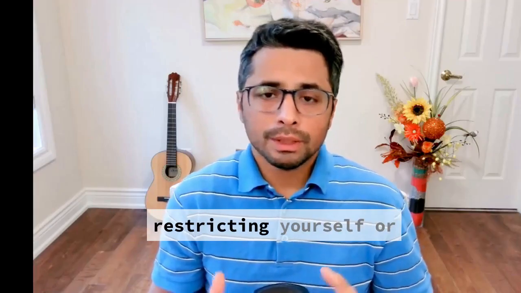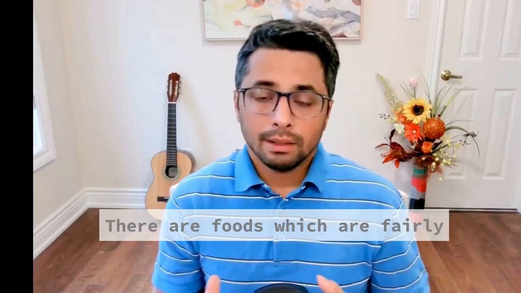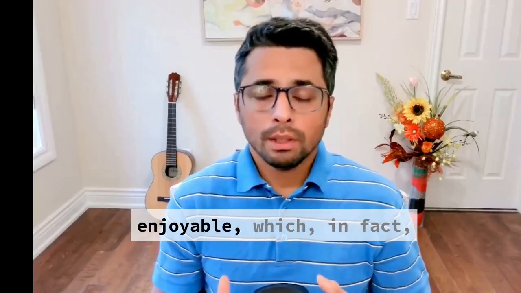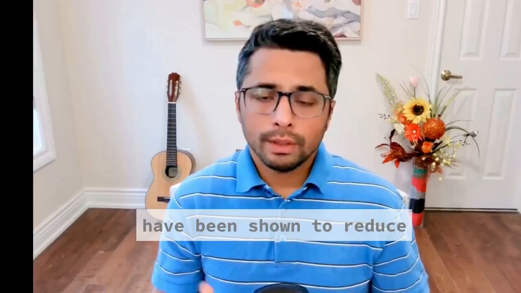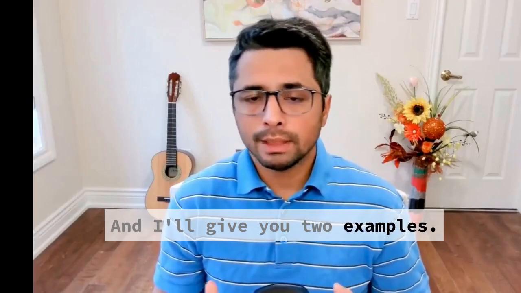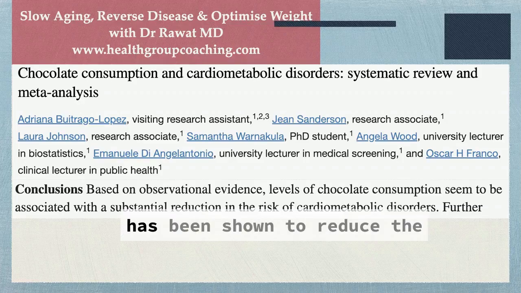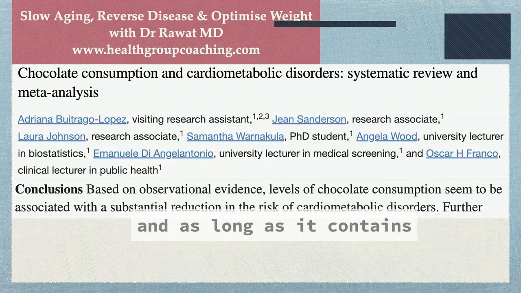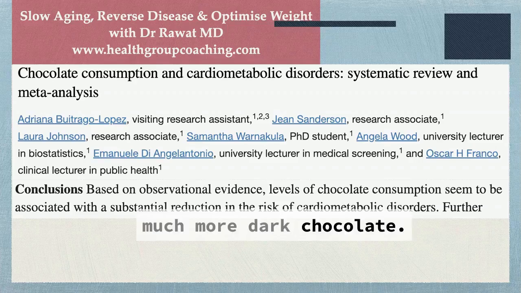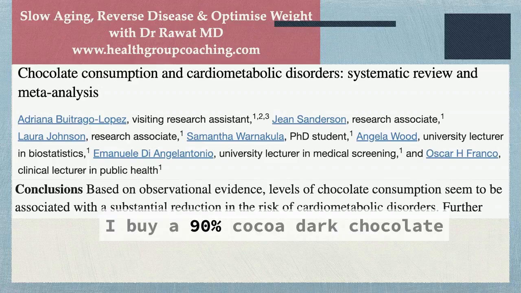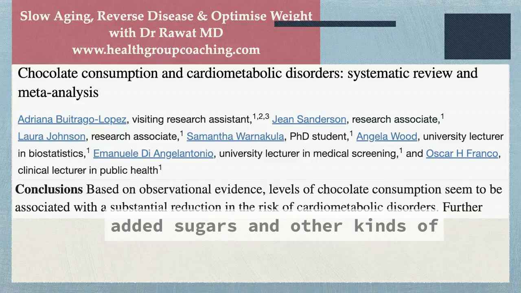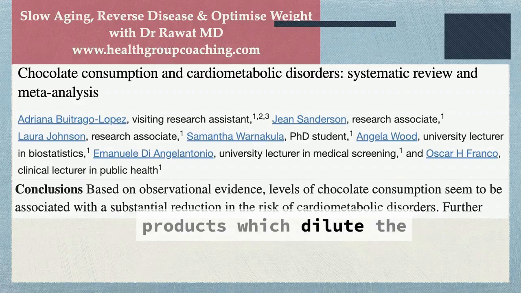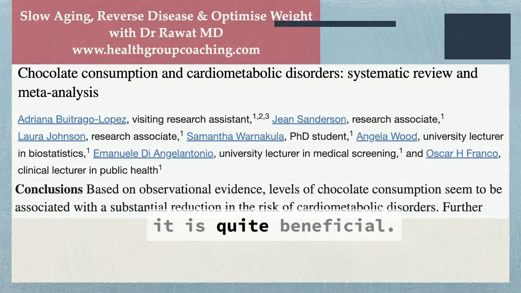And it's not all about restricting yourself or not enjoying yourself. There are foods which are fairly enjoyable, which in fact have been shown to reduce incidence of metabolic syndrome. And I'll give you two examples now. Dark chocolate, for example, has been shown to reduce the risk of cardiometabolic disorders. Cocoa plant has many benefits, and as long as it contains much more dark chocolate, and personally I buy a 90% cocoa dark chocolate, which ensures that you have less added sugars and other kinds of products which dilute the effects of the cocoa, it is quite beneficial.